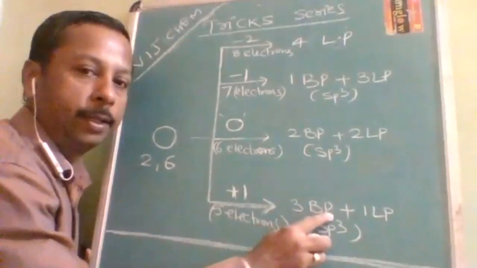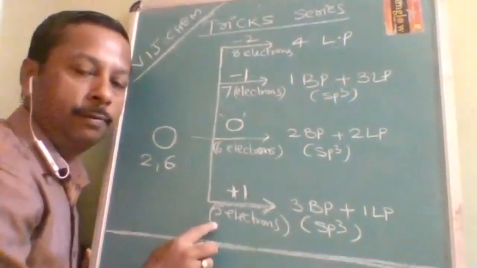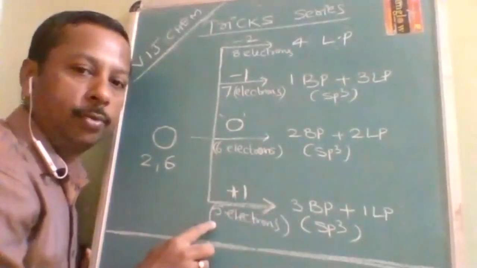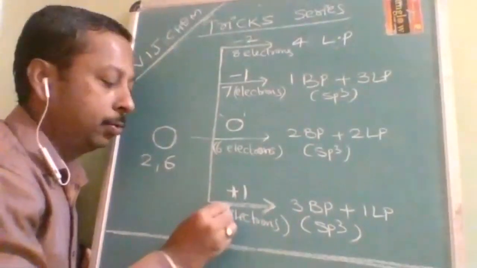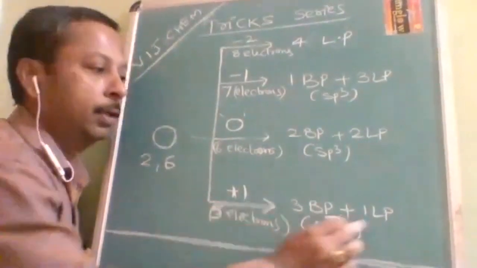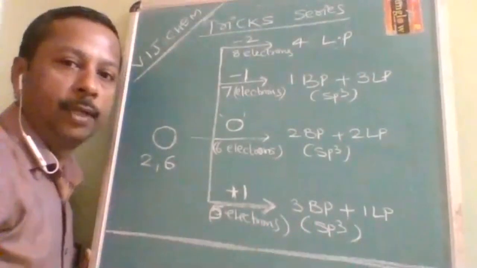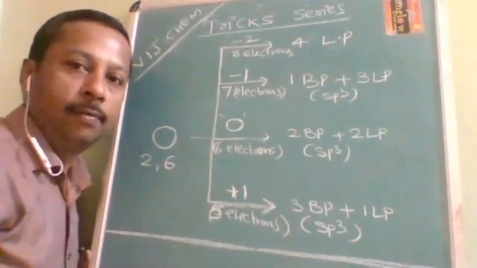So 3 bond pairs. Okay. Out of the 5 electrons, 3 are used, so only 2 electrons are left over. 2 electrons left over means one lone pair.